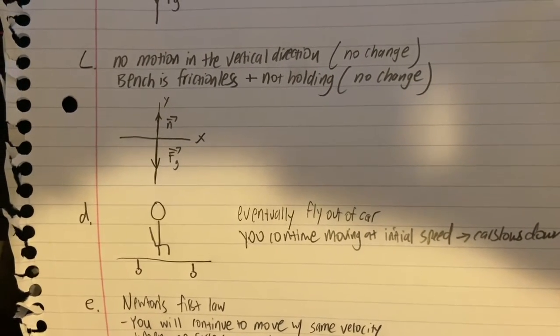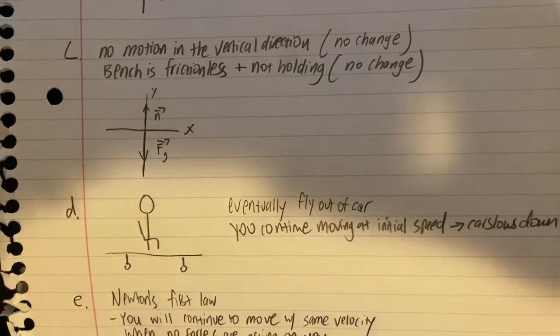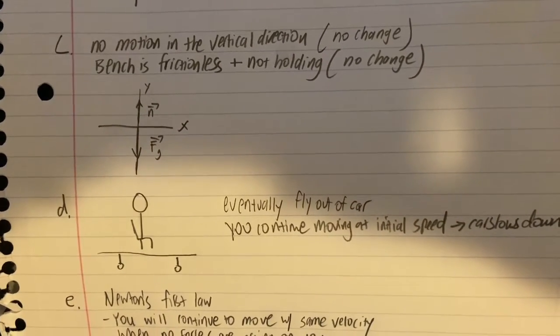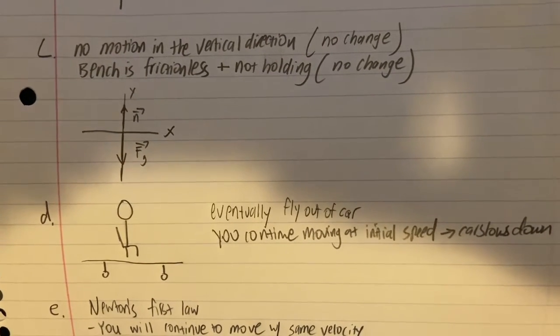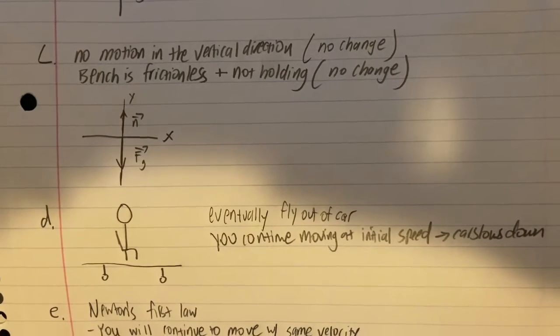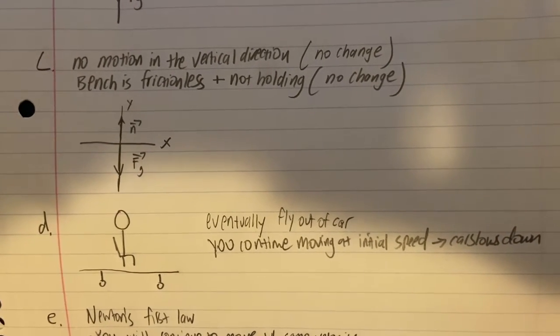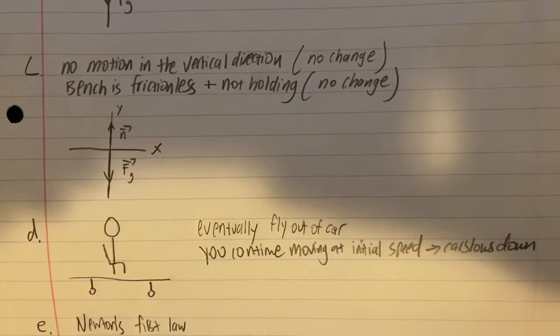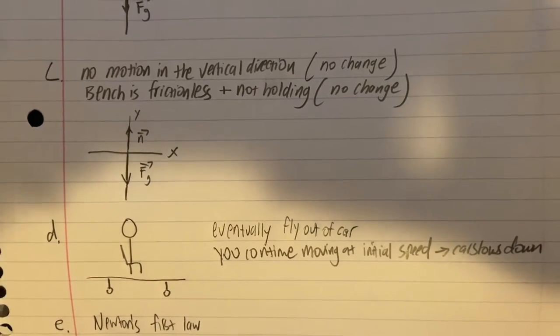So what would happen when the car slows down? Eventually you'd end up flying out of the car, because if you're using the person as a frame of reference, there's no change to them. However, the velocity of the car is going to be slowing down. So ultimately you will be moving faster than the car, and you will fly out of it or just be thrown forward.